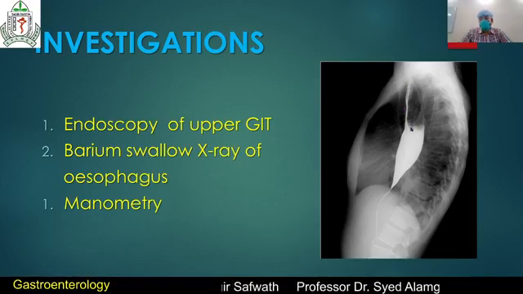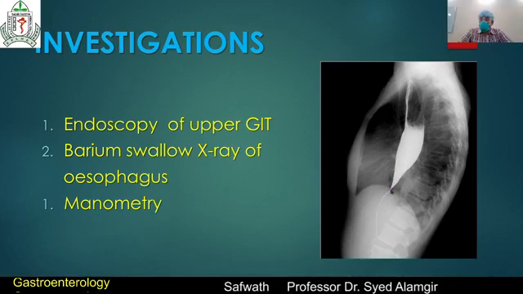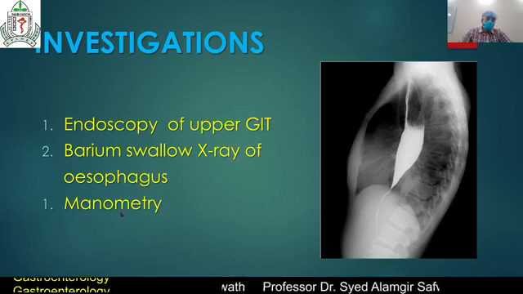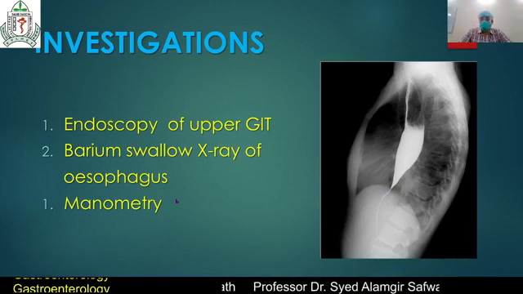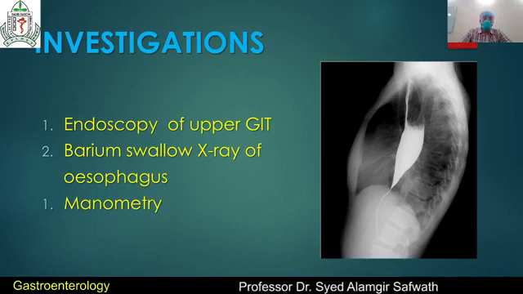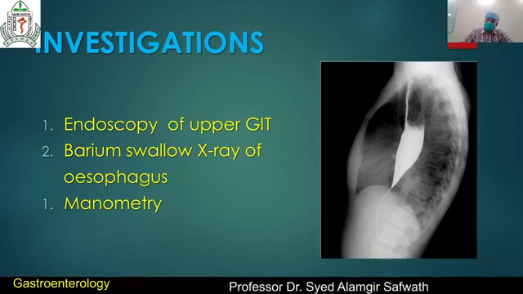So in barium swallow of esophagus, you will find that there is a smooth tapering at the lower end of esophagus. Smooth tapering at the lower end of esophagus, and it will strongly suggest the presence of achalasia of cardia. The other test is esophageal manometry to see the presence of normal esophageal contraction, or if there is any abnormal esophageal contraction, that can also be detected by esophageal manometry.